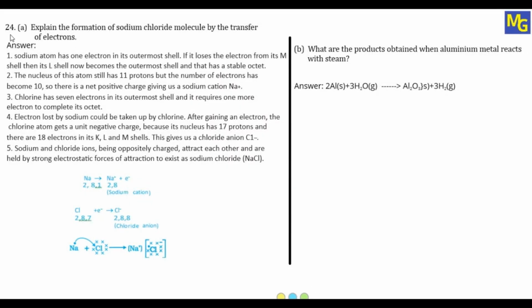Now the question number 24, which is again divided into A and B. We will start with A. Explain the formation of sodium chloride, that is NaCl, molecule by the transfer of electron.